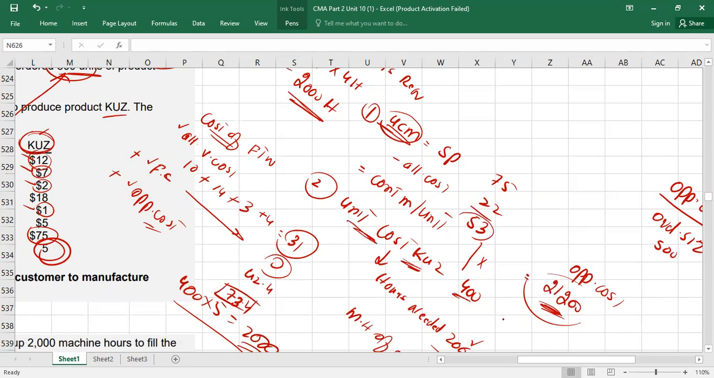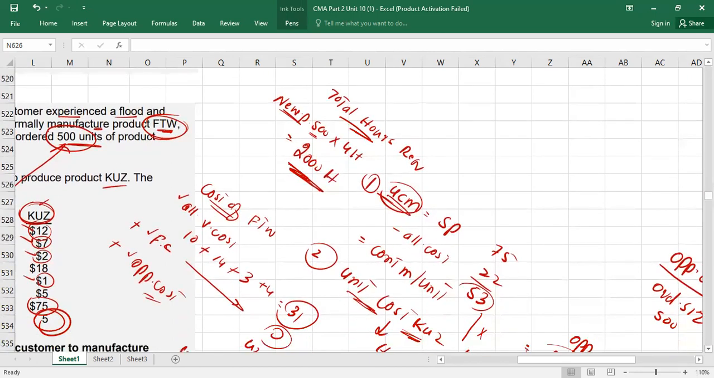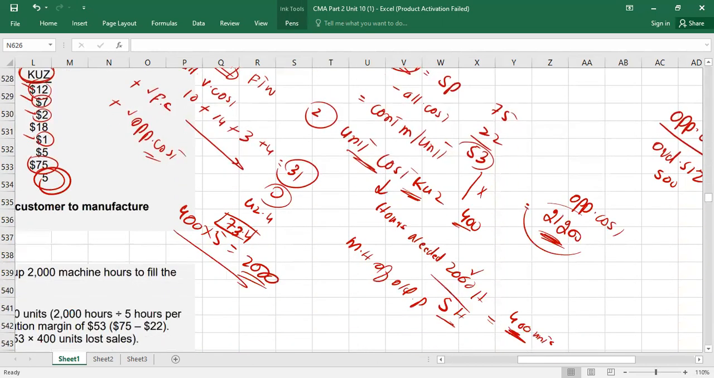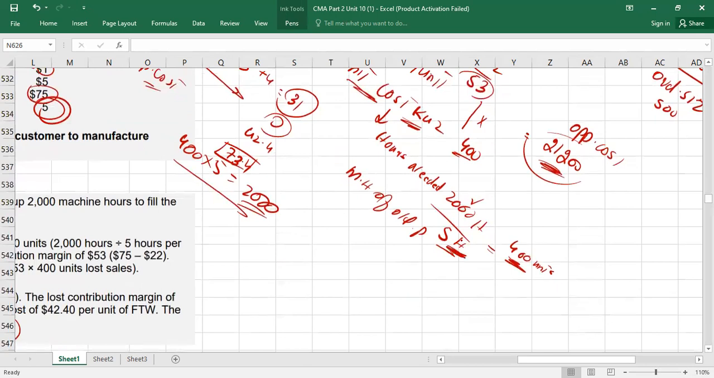For unit lost, how will you calculate? The first step is to find the total hours needed for the new product. So that is 2000 hours. Then take these 2000 hours divided by the time of the old product, so you will get the unit lost.